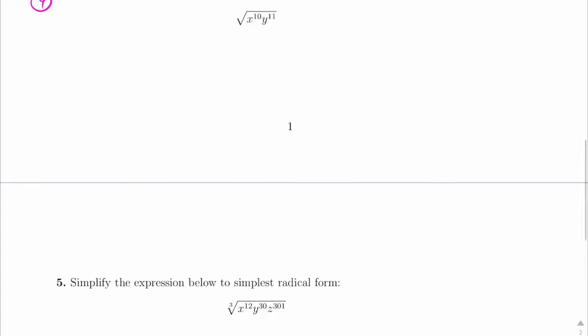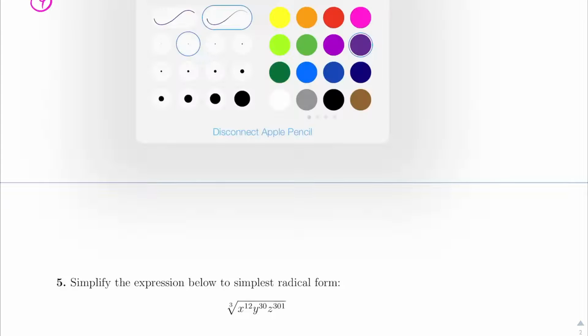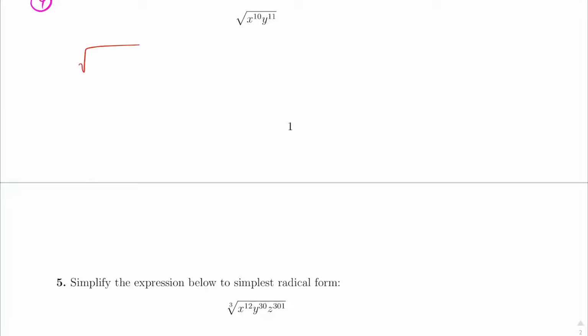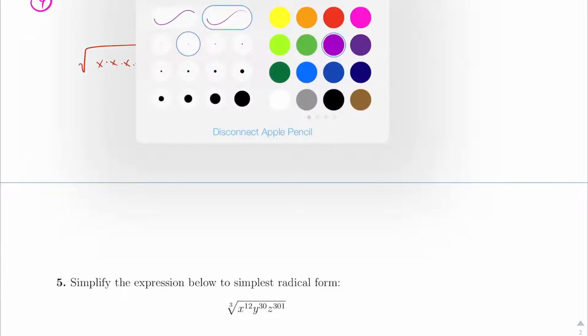Simplify the expression below to simplest radical form. This one is a square root, so we're trying to find things squared. It looks like we've got x times x times x times x times x times x times x times x times x times x. Let's count it: 1, 2, 3, 4, 5, 6, 7, 8, 9, 10. And then we've got a whole bunch of y's. The whole idea with these problems is that at first it might be hard to find shortcuts, but I think you can find some here.